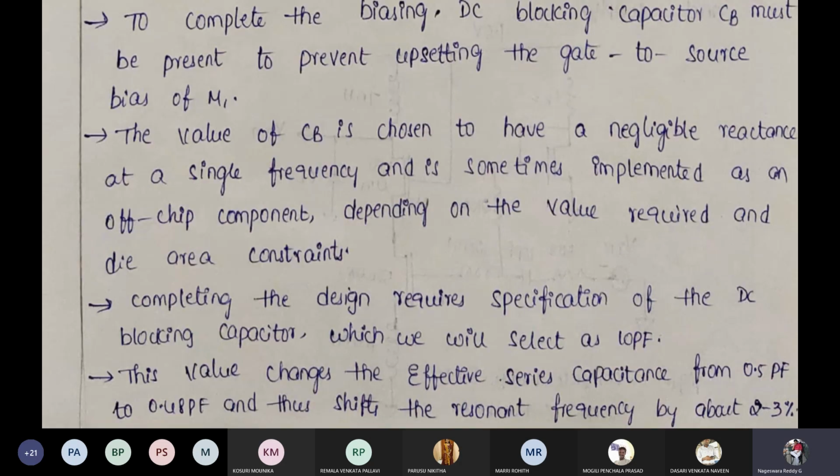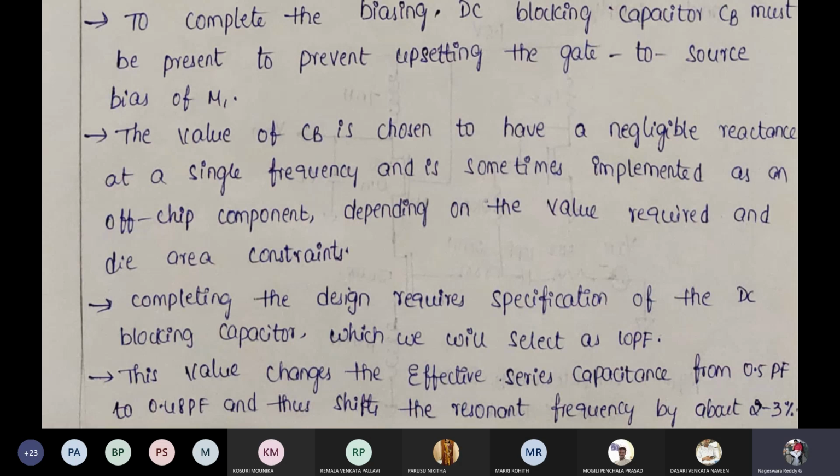To complete the biasing, DC blocking capacitors. So what is the function of the capacitor which allows the AC and blocks the DC? To complete the biasing, DC blocking capacitor CB, the base capacitor, must be present to prevent upsetting the gate to source bias of transistor M1. The value of base capacitance is chosen to have a negligible reactance at a single frequency and is sometimes implemented as an off-chip component depending on the value required and die area constraints.